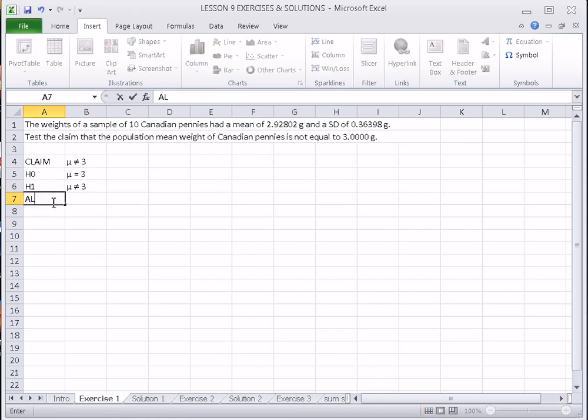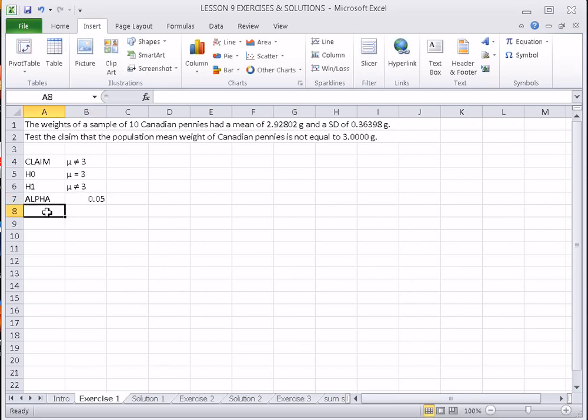Now we need to choose our alpha. Common alphas, remember, are 0.05, 0.01 or smaller. Because I'm looking at the precision of these weights, you might want to use 0.01. However, the sample size is rather small. A sample size of 10, because it's a small sample size, we'll just go with the 0.05.